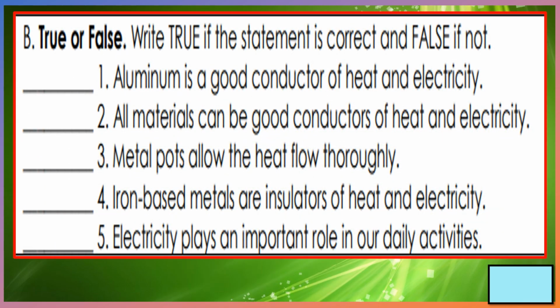Now, for letter B, true or false? Write true if the statement is correct and false if not. 1. Aluminum is a good conductor of heat and electricity. 2. All materials can be good conductors of heat and electricity. Number 3. Metal pots allow the heat to flow thoroughly. And 4. Iron-based metals are insulators of heat and electricity. And number 5. Electricity plays an important role in our daily activities.